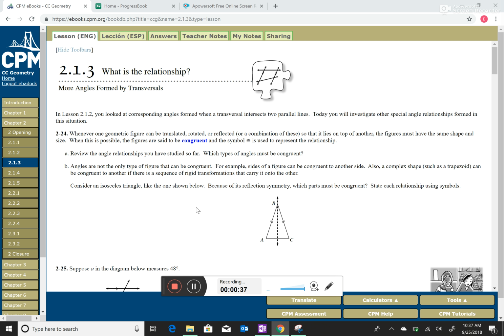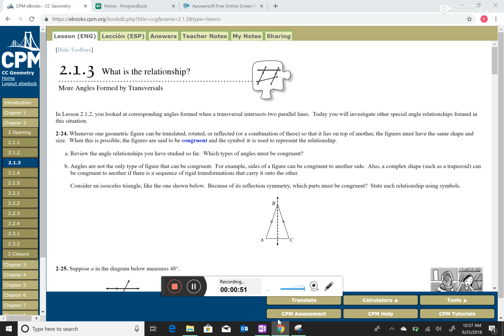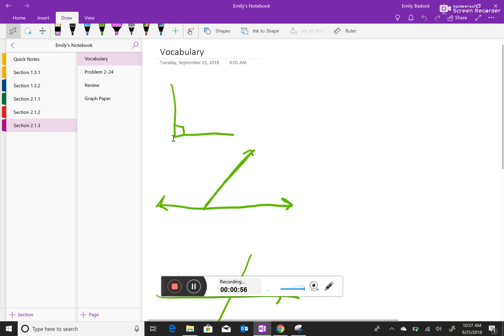But for today, what I want to do is go over some vocab, just to refresh our memory so that we are constantly talking about it. It's constantly in our brains. Then I want to go over question 2-24, and then some review problems for us. So the very first thing I want to do is talk about some vocab.